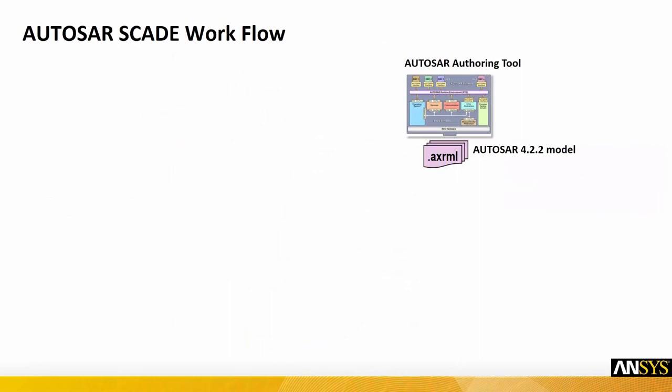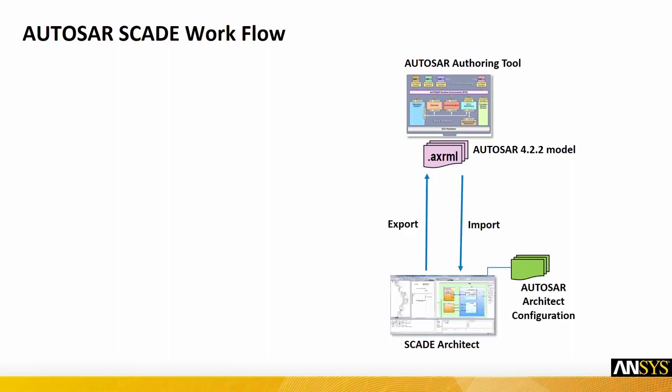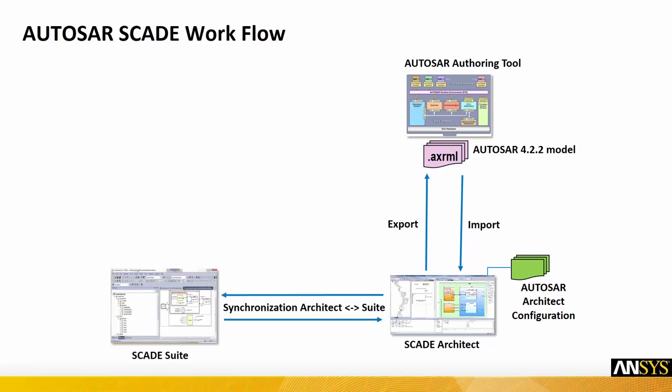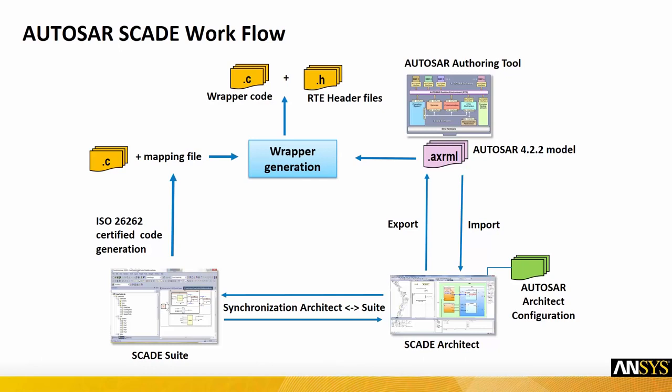The flow with SCADE is as follows. It starts with the AUTOSAR application description for the software components to be implemented. The AUTOSAR model is imported into SCADE Architect, in which additional information related to the implementation can be added. Runnables are parts of the model that will be the running software. They are synchronized with SCADE Suite. As the synchronization is bidirectional, it ensures full consistency between the architecture and implementation interfaces. The model behavior is designed in SCADE Suite, and the certified code is produced. Using that code and additional architecture level information, the AUTOSAR compliant code is generated.